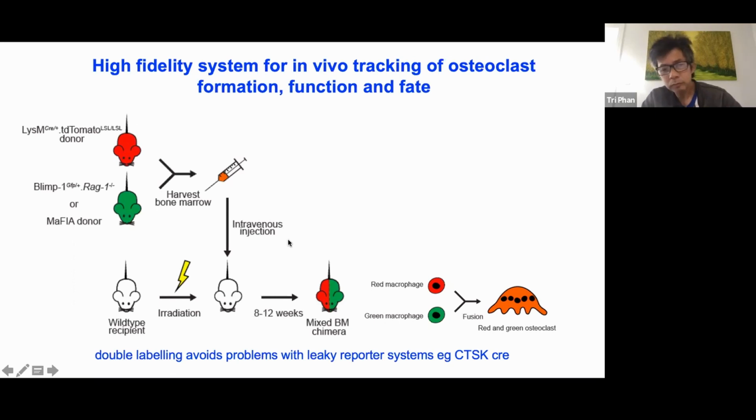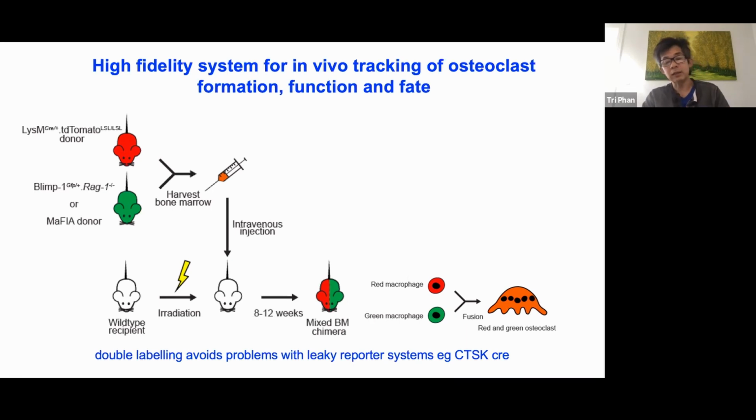But anyway, to do this, we have 2 donor mice, one in which the macrophages are red, one in which the macrophages are green. We harvest the bone marrow, mix it, and then use it to reconstitute the bone marrow compartment in a lethally irradiated mouse. So this mouse now has bone marrow that can generate both red and green macrophages. And so the osteoclasts that would be generated stochastically would be from the fusion of a certain number of red and a certain number of green macrophages. And so hopefully we'll see cells that are both red and green.